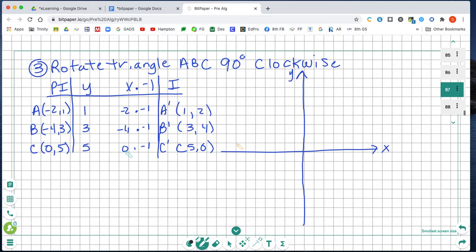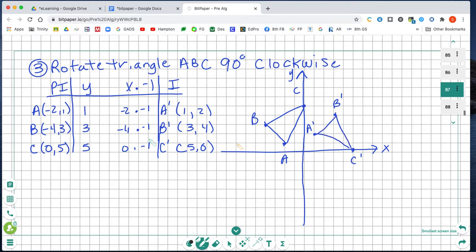All right, so let's go ahead and graph. -2, 1 is A. -4, 3 is B. 0, 5 is C. Now I'm going to go 1, 2 is A prime. 3, 4 is B prime. And 5, 0 is C prime.